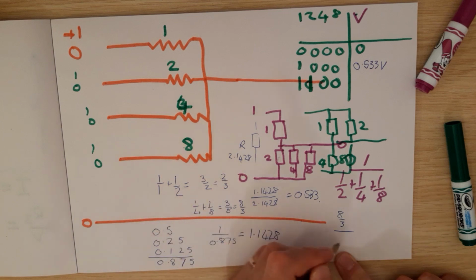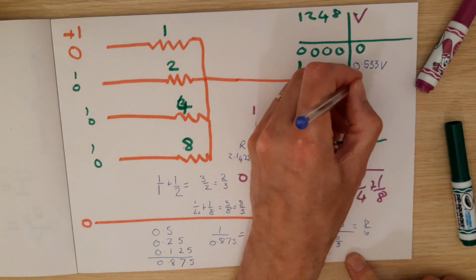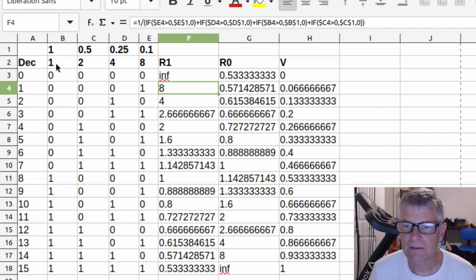Eight plus the 2 divided by 10 thirds, which is very nice. It's 8/10 of a volt, which is 0.8. I guess you see where that was heading. It was going to become a lot of maths. So what I've done is convert this to a spreadsheet. You can see with 4 resistors, you can see where this is heading.